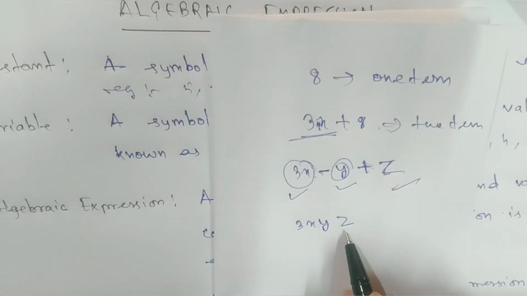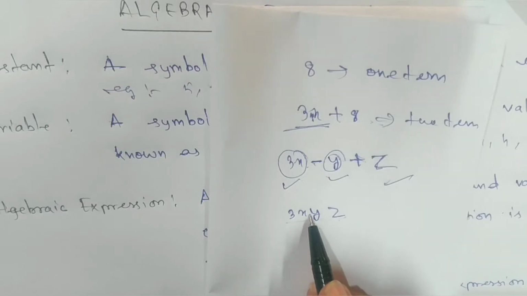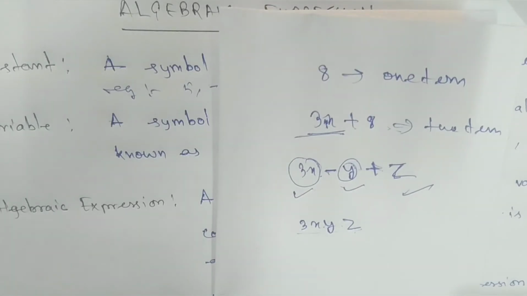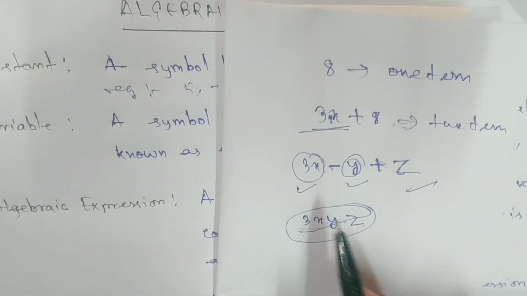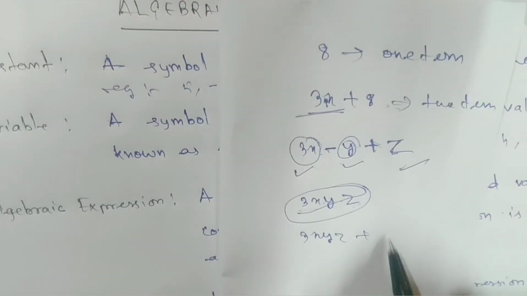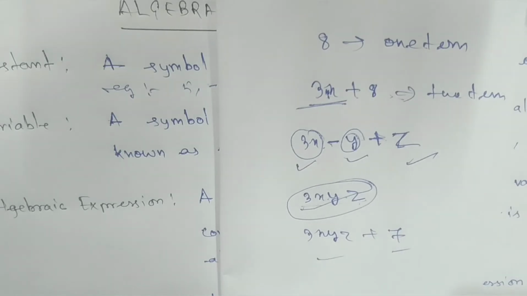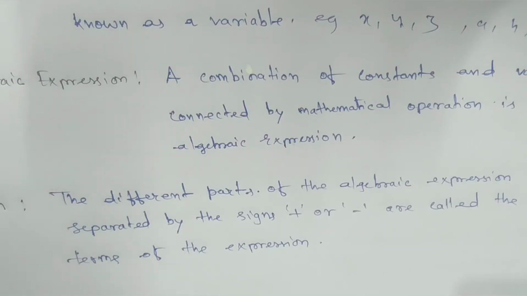Yes, one term only. Why? Because these numbers and variables are separated by multiply, into. So we do not take them as different terms. We keep it in a single term only. That is, 3xyz is a single term. If I write 3xyz plus 7, then there are 2 terms. So here we have the definition for terms: the different parts of the algebraic expression separated by the sign plus or minus are called the terms of the expression.